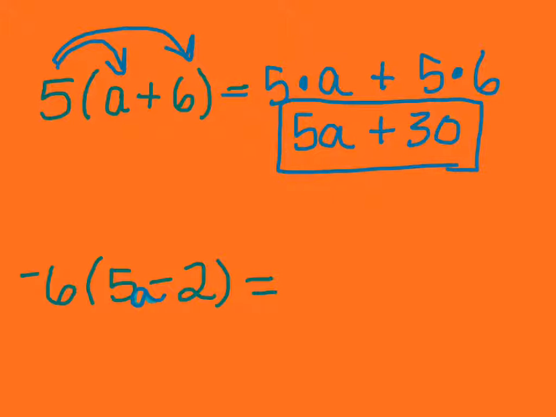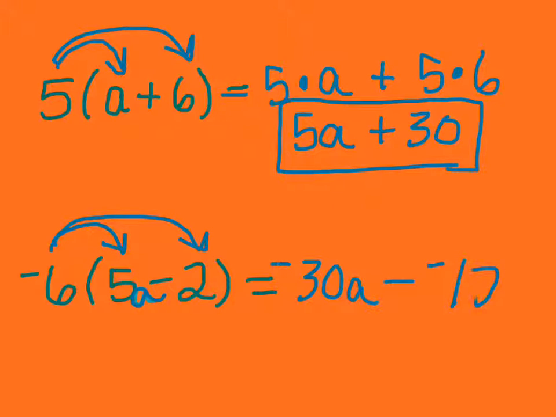The next one's a little tricky here. We'll give it a shot. I threw in some negatives, but let's distribute the negative 6. So negative 6 times 5A is negative 30A minus negative 6 times 2 gives me negative 12.